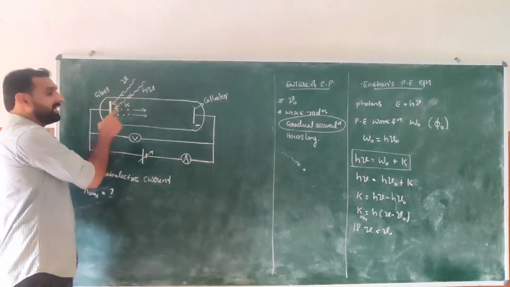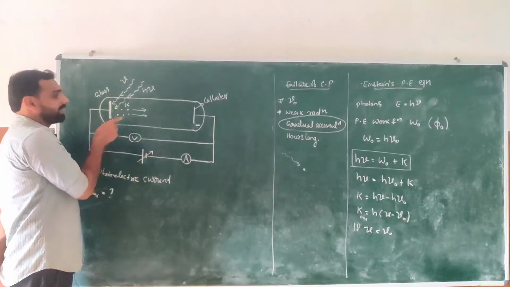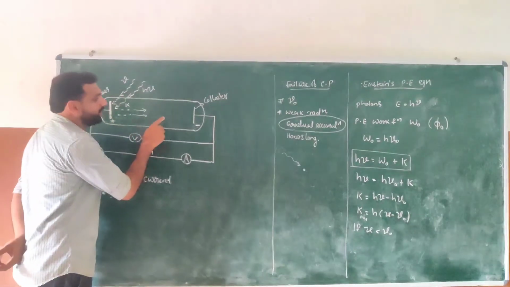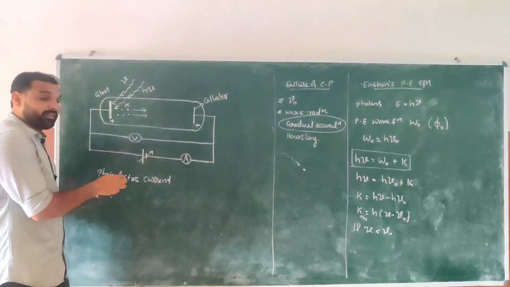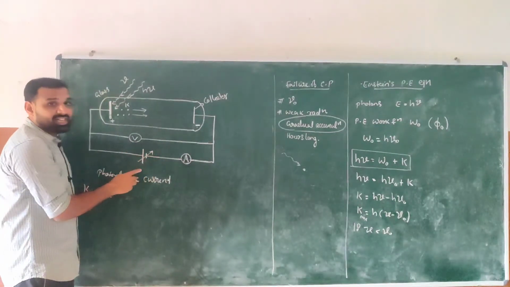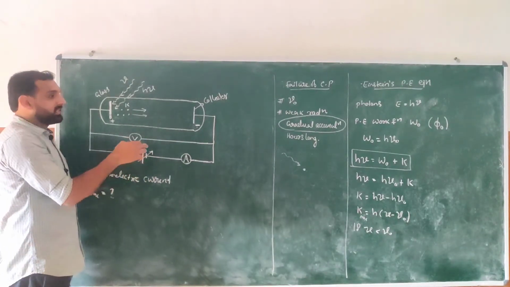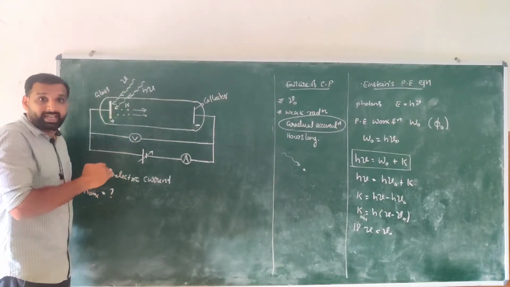However, energetic electrons can go some distance. Some electrons will have high enough energy to cross this barrier and reach this point. So we will increase the reverse voltage, and by increasing it, the faster moving electrons will also be slowed down.